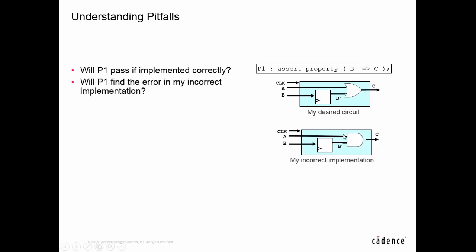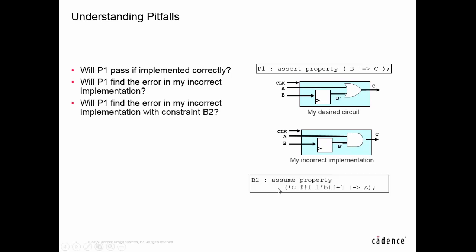And if we had an incorrect implementation, like we chose the wrong gate, for example, we chose an AND gate instead, now it does matter what A is doing, because if A is always 0, then the output C is always 0. So this property will detect that incorrect implementation. So far, so good. However, this is the property we're talking about here.